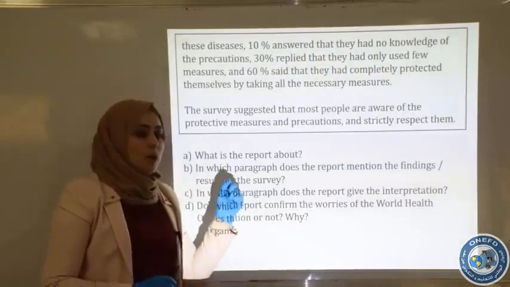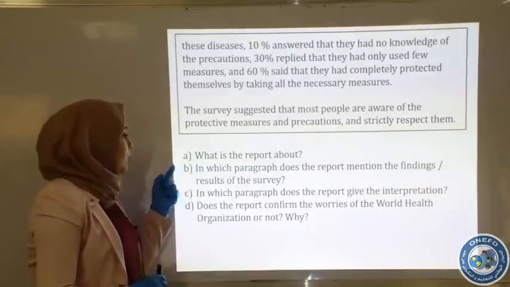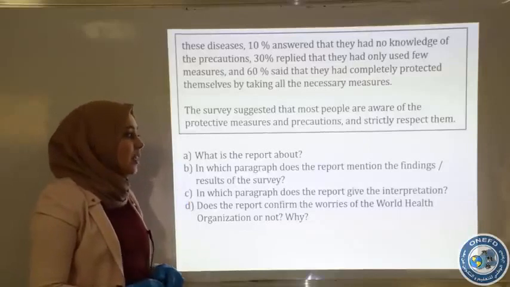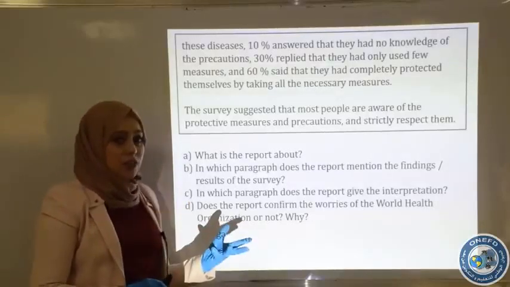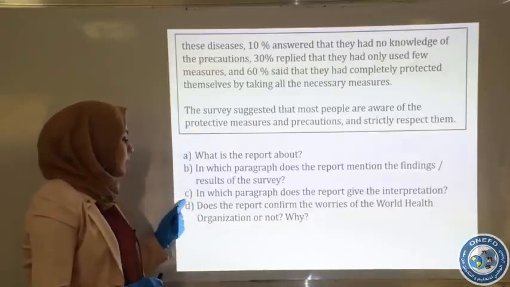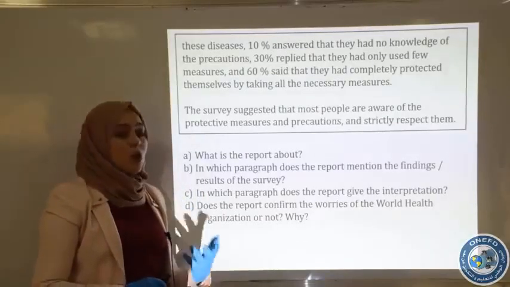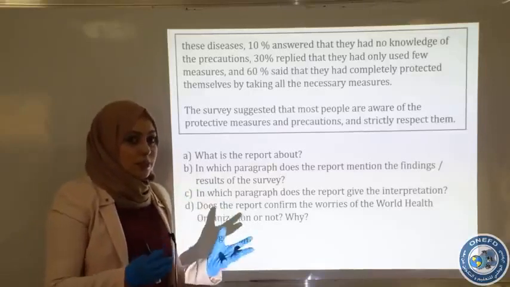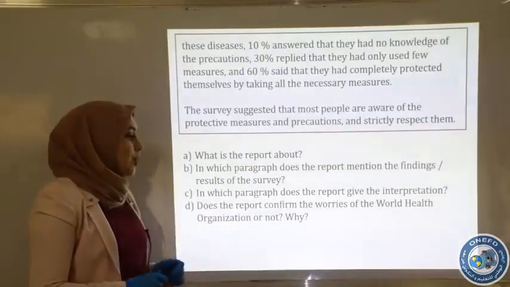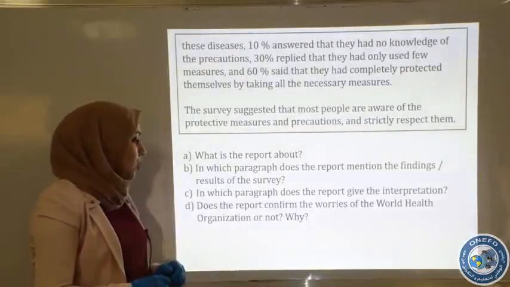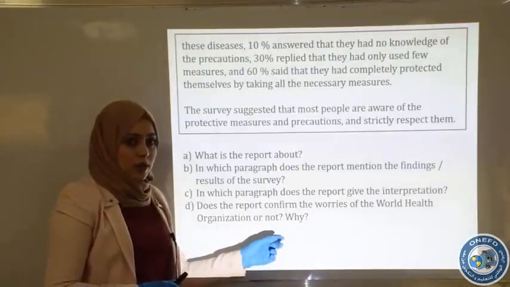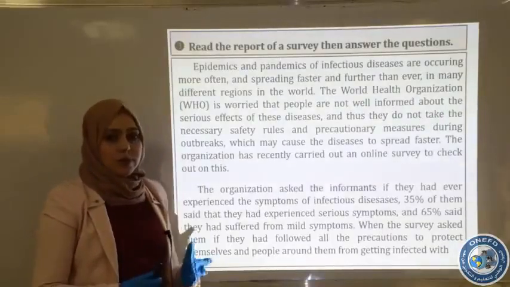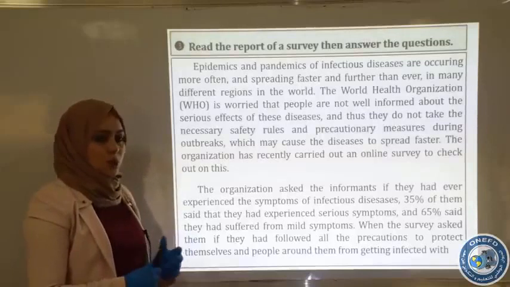All right, so you will try to answer these questions about the report. The first question is, what is the report about? B, in which paragraph does the report mention the findings or the results of the survey? And the next question, in which paragraph does the report give the interpretation of the results? That means explain the results. What do these results mean to us? D, does the report confirm the worries of the World Health Organization or not, and why? Okay, so I will get you back to the text. I give you some time to maybe go over the text again and you answer the questions.